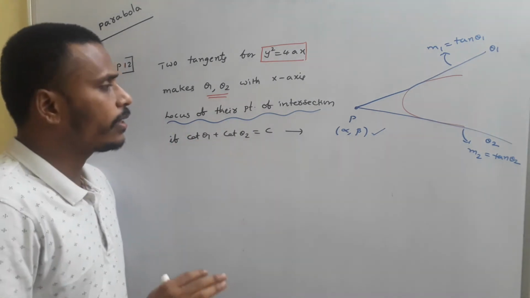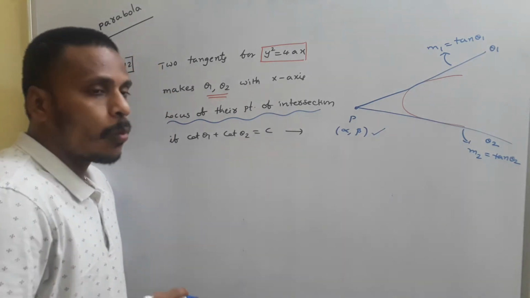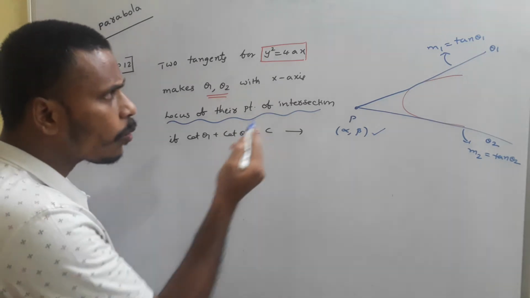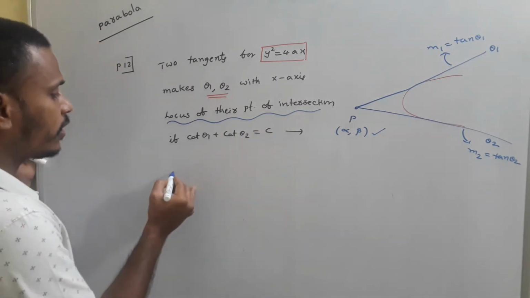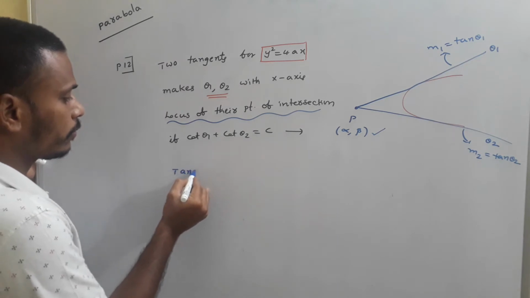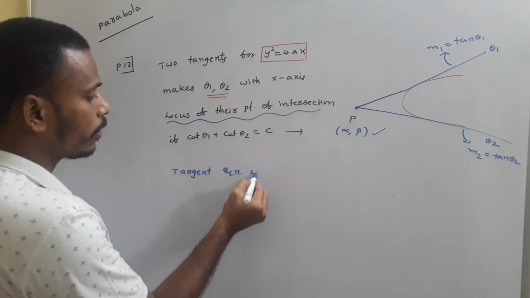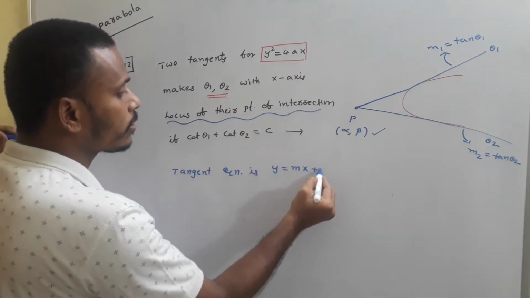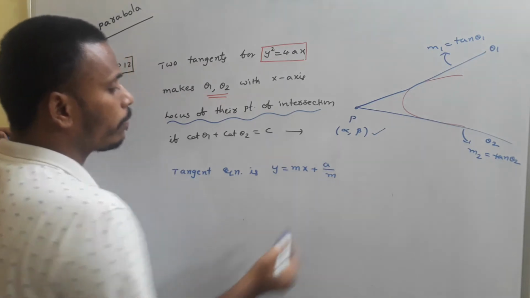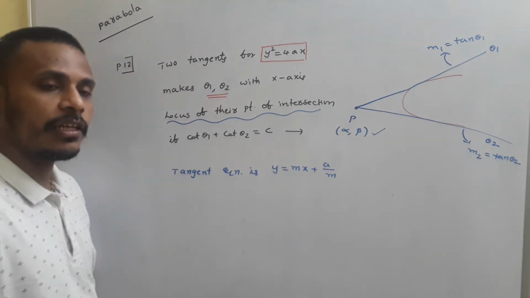Okay, anyway, at the end we need to find a relation in terms of alpha and beta. One thing is, what is the tangent equation for a parabola? General tangent equation is y is equal to mx plus a by m. Y is equal to mx plus a by m is the general tangent equation.